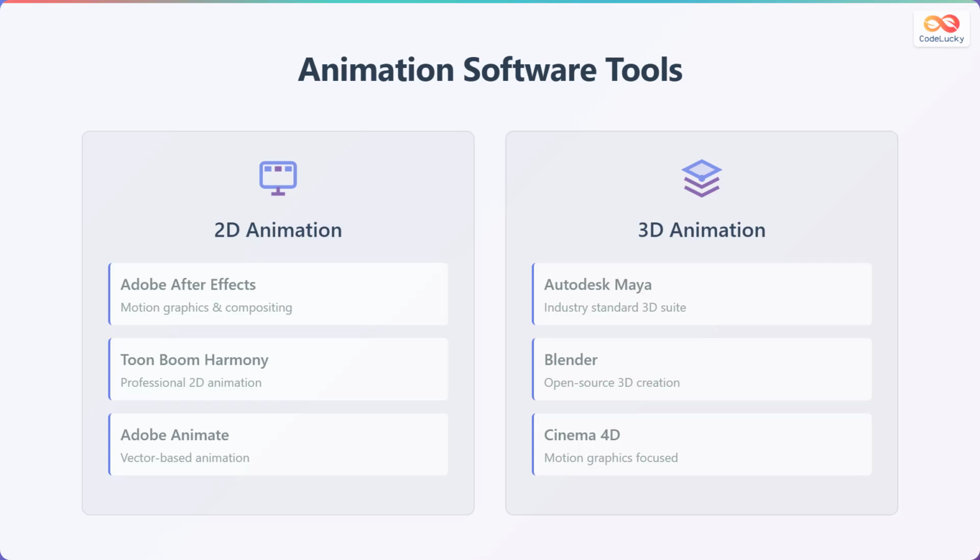In the three-dimensional realm, Autodesk Maya stands as the industry standard suite, providing complete modeling, rigging, animation, and rendering capabilities. Blender offers a powerful open-source alternative with a full range of three-dimensional creation tools. Cinema 4D specializes in motion graphics-focused three-dimensional animation, making it popular for broadcast and advertising work.